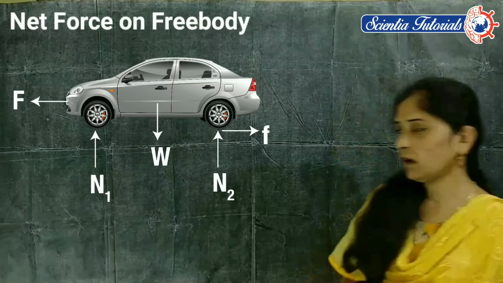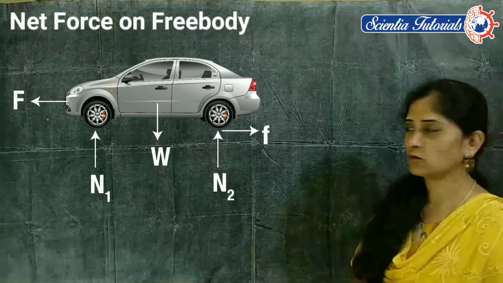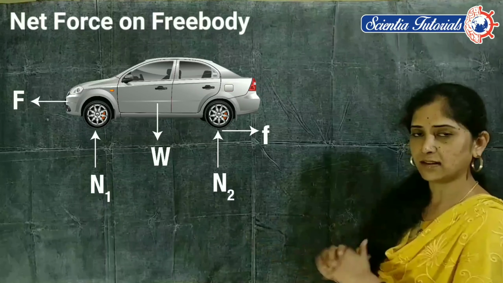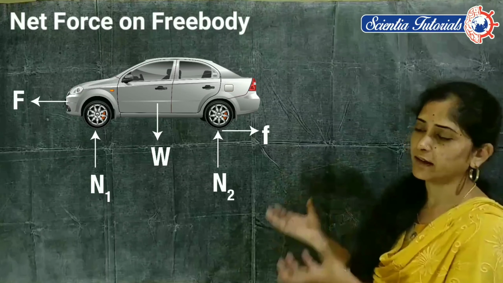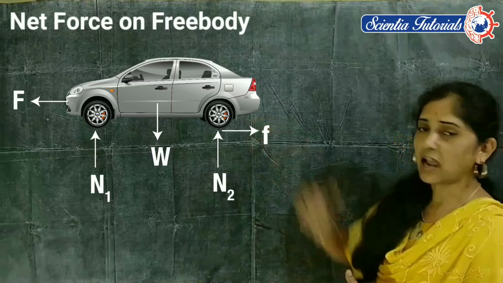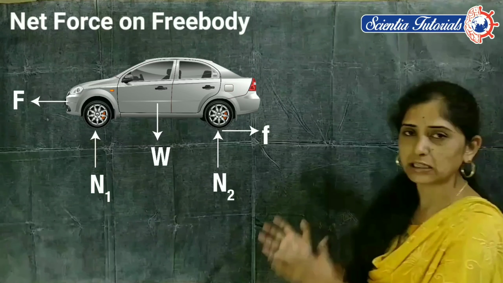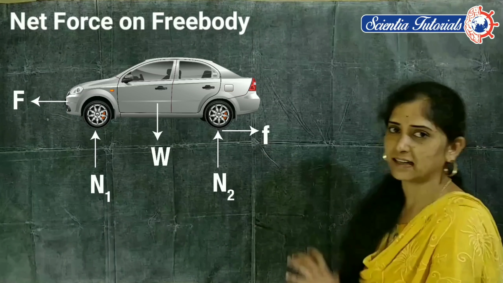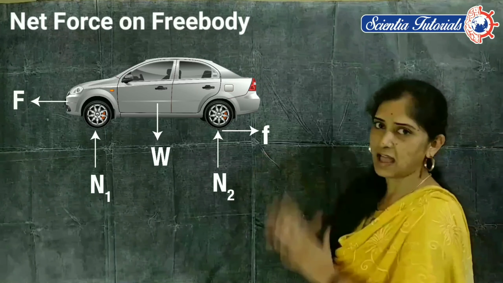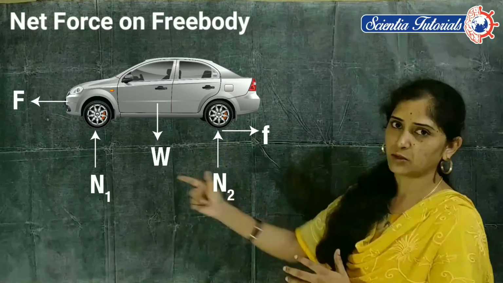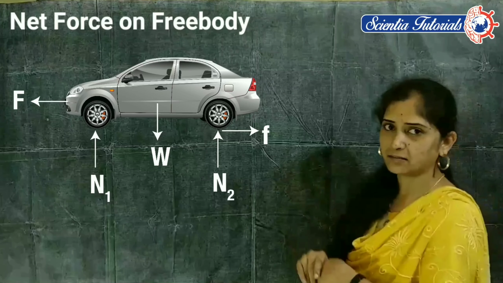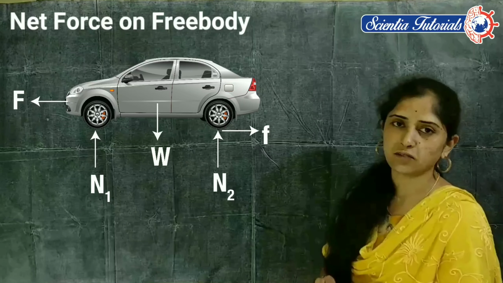Then which other types of forces act on this car? If the road were not present, what would happen? The car would fall down. Gravitational force always pulls the car towards the center of the earth. So on this car gravitational force acts, which is represented with the symbol W. And on the tires of the car normal force will act.